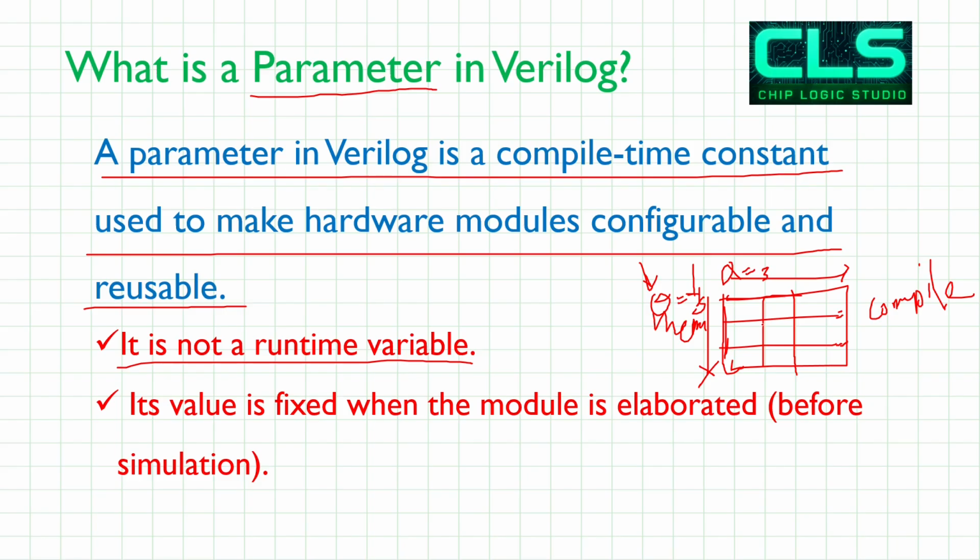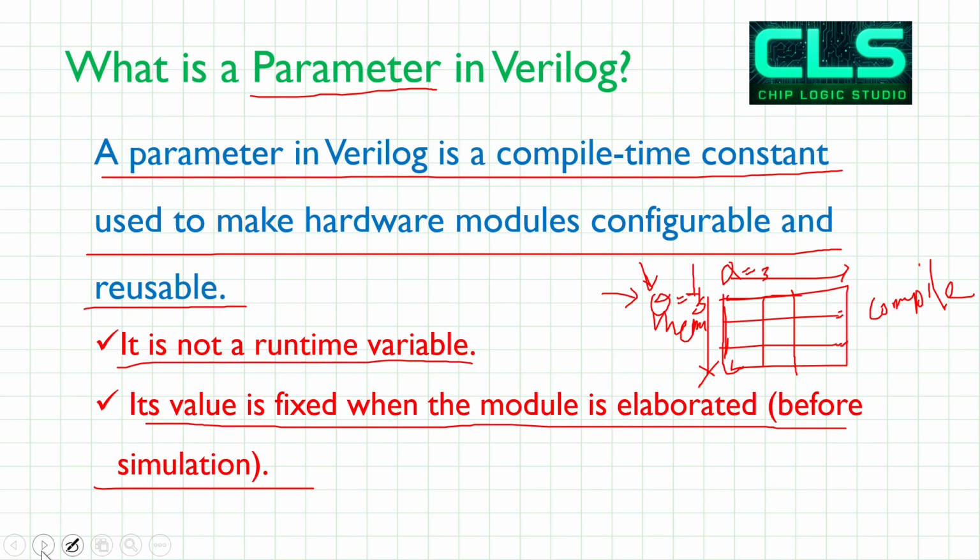and when this happens in compile time, your memory will be created, and in runtime we will use this memory. Simple. Now its value is fixed when the module is elaborated before simulation. So before simulation only we will give this value 3, and how we will give value and what we will do, we will see in our next slide.